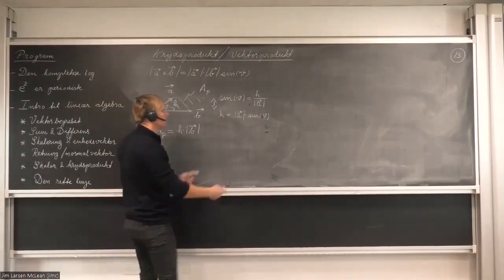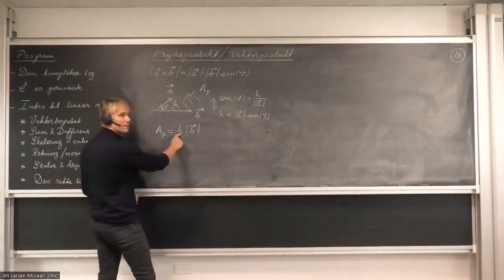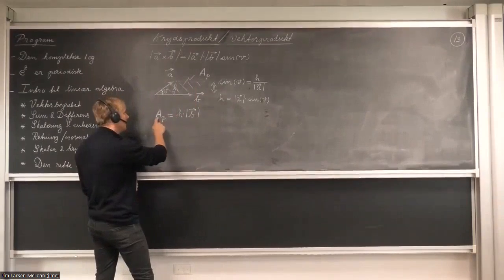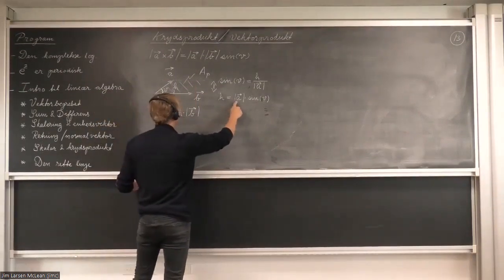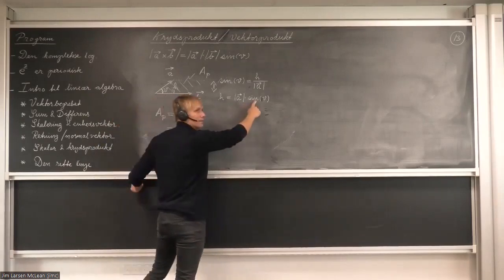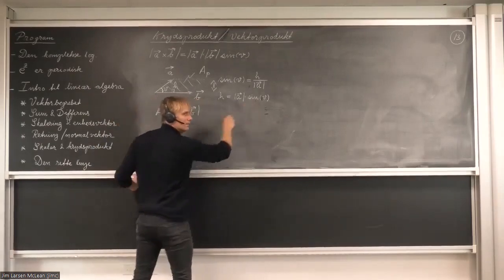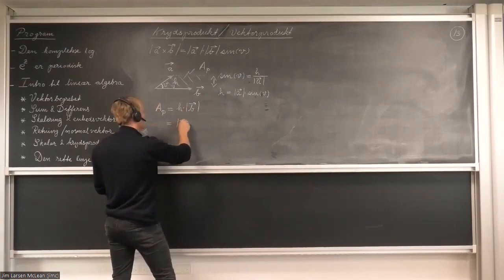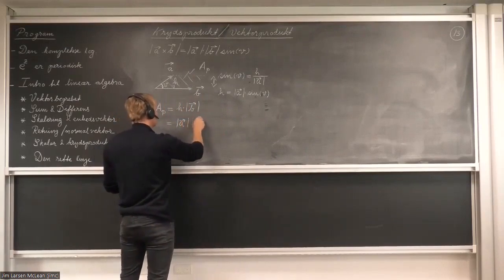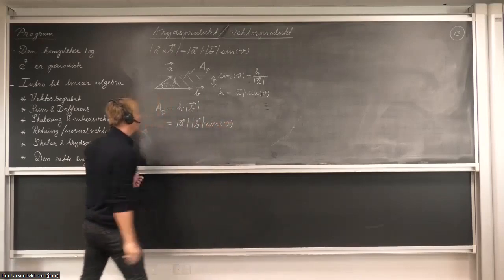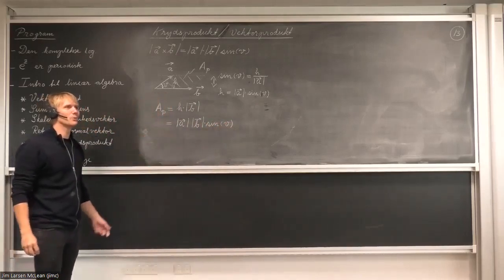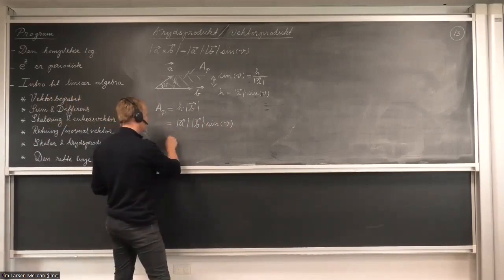And this you can now place in the area expression there. What does it say? The area of the parallelogram is the length of vector A times the length of vector B times the sine of the angle v. That's exactly the length of the cross product. That's how it has been defined.